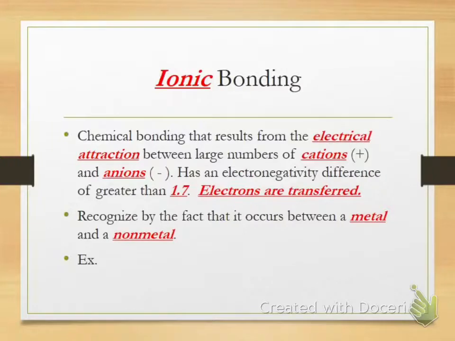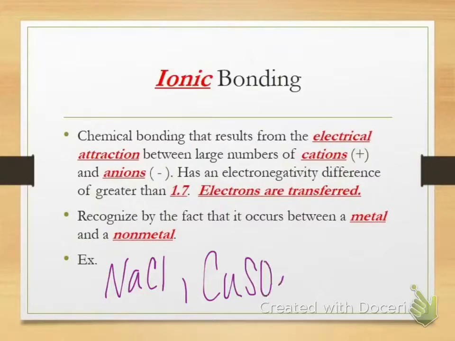Some examples that you would be familiar with are good old table salt, NaCl. That would be an example. It's a metal and a nonmetal. Copper 2 sulfate, which you don't know how to name yet, but you will, would be another example. That's a metal and a polyatomic ion. And then potassium bromide would be another one.